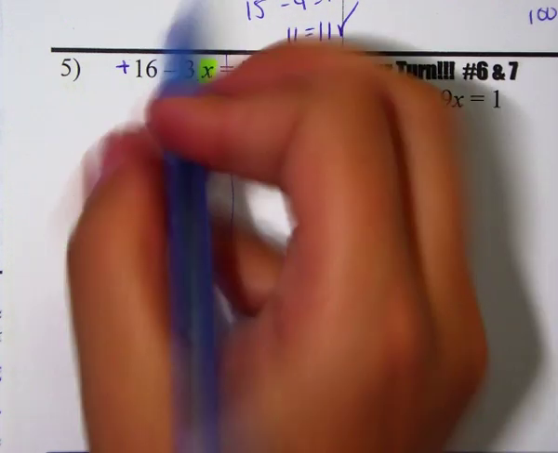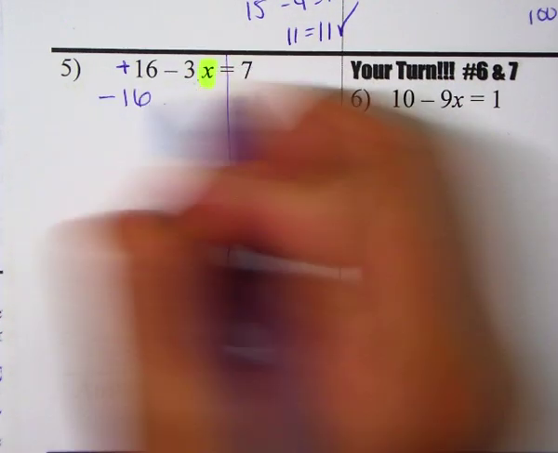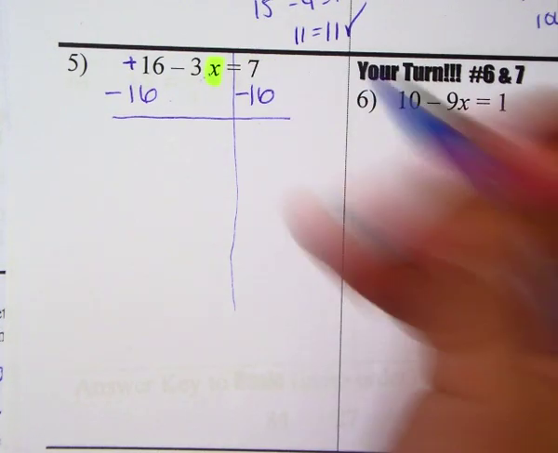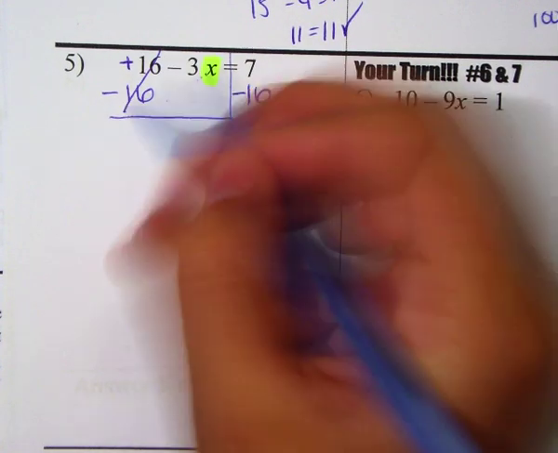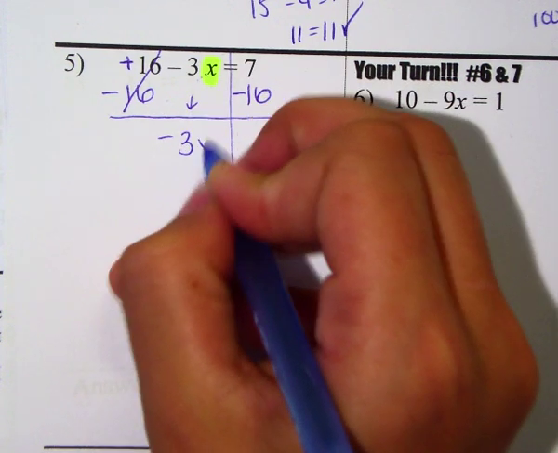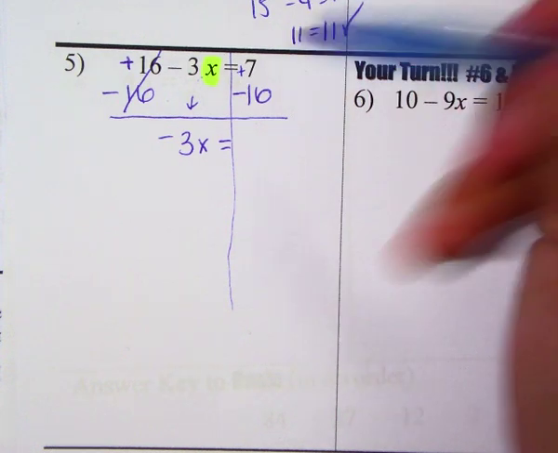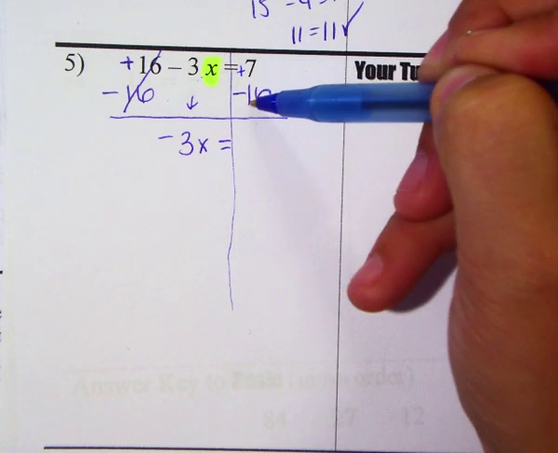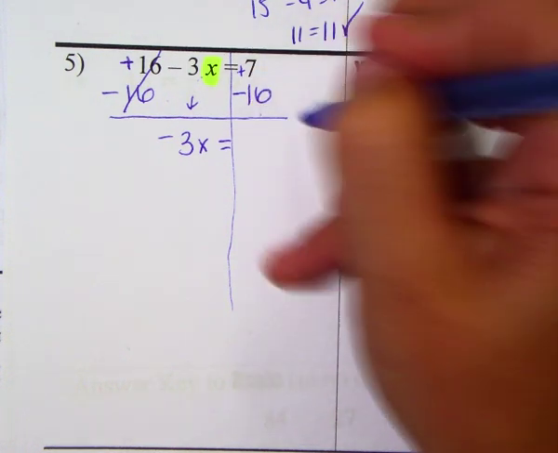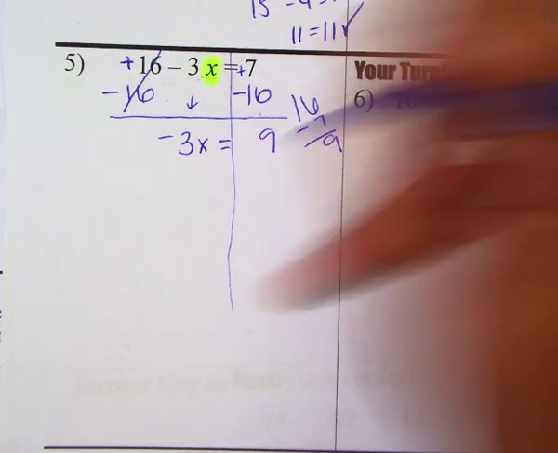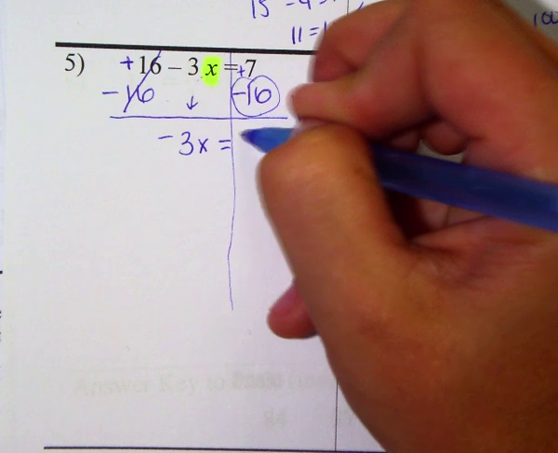In order to do so, I need to subtract the 16 from both sides. 16 minus 16 is 0. Rewrite the negative 3x. Then 7 minus 16. So if I have a positive and a negative, then that means I'm going to subtract the two numbers and keep the sign with the bigger number.